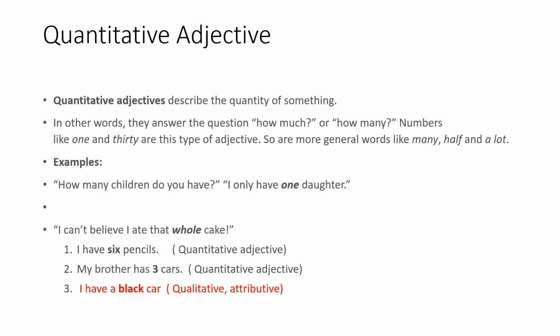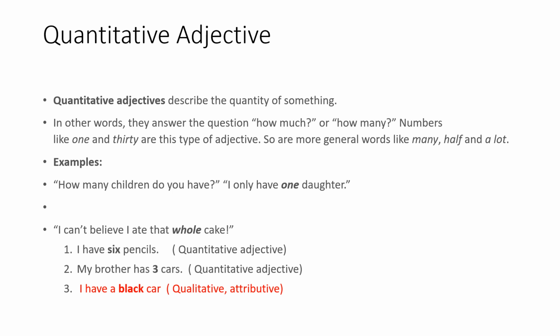Then comes quantitative adjectives. Quantitative adjectives describe the quantity of something. In other words, they answer the question how much or how many in numbers, like 1 and 30 are this type of adjective. So are more general words like many, half, a lot. They're all examples of quantitative adjectives.